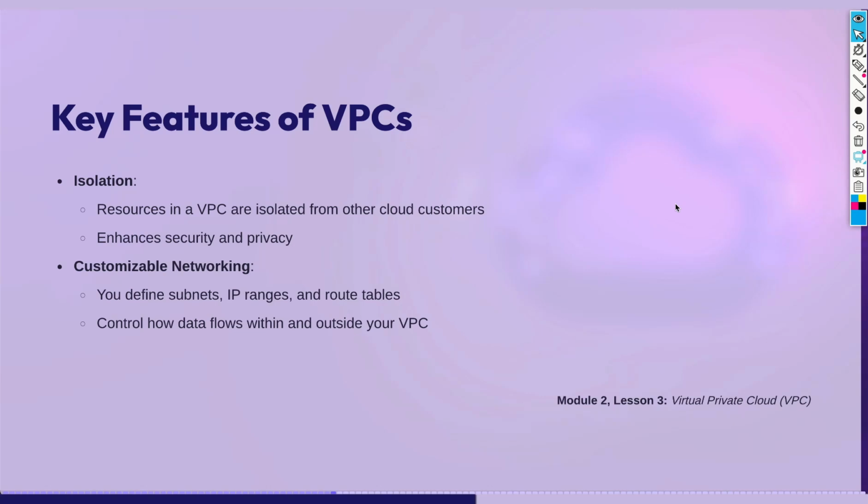Then you have customizable networking. A VPC allows you to set up subnets, define IP addresses, define the ranges, and configure routing rules tailored to your specific needs. So you actually control how data goes in and out of your VPC. That's what makes them so powerful. It's your own dedicated cloud.